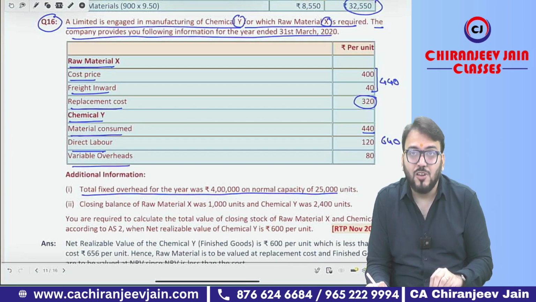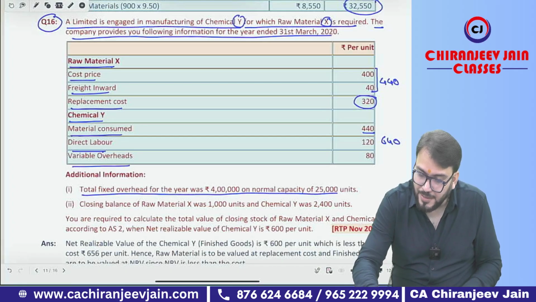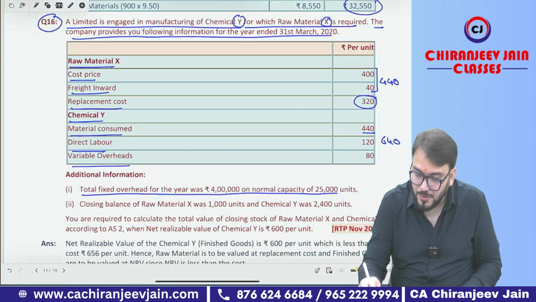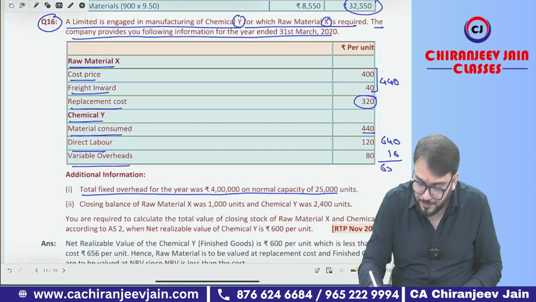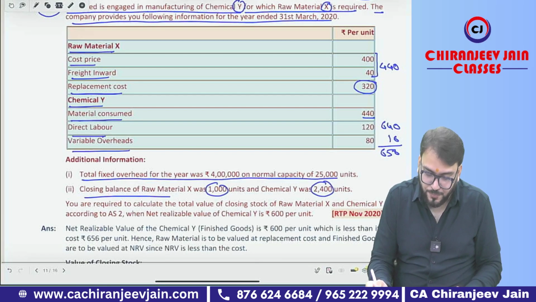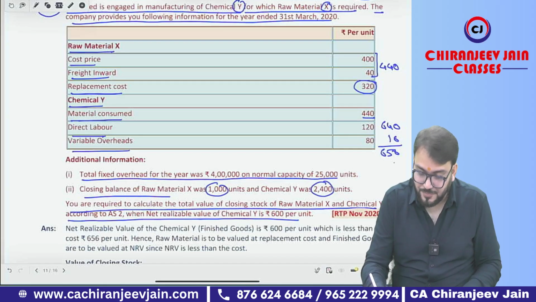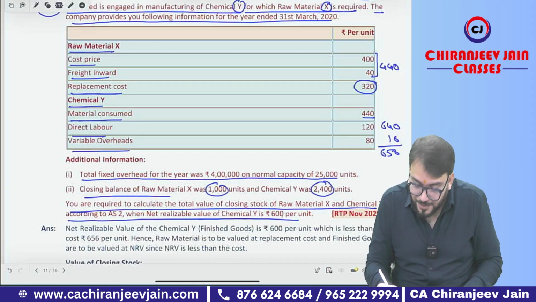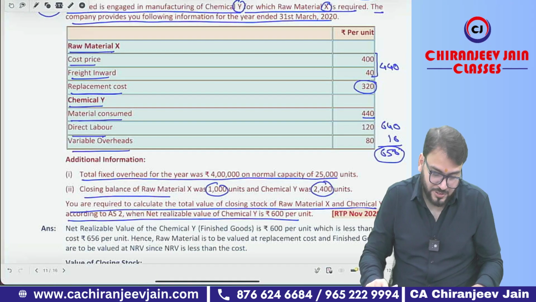Total fixed overhead for the year was 4 lakh on normal capacity of 25,000. You can see they have not given actual capacity, so we'll assume actual capacity and normal capacity will be the same. It means 4 lakh divided by 25,000 will add 16. It will become 656. Closing balance of raw material is 1000, chemical Y finished goods 2400. You are required to calculate the total value of closing stock of raw material X and chemical Y according to AS2 when the NRV of chemical Y is 600. You can see NRV is less than finished goods cost. Correct.